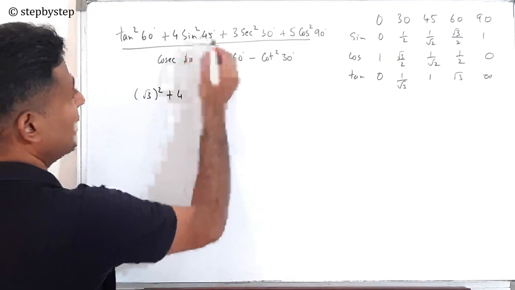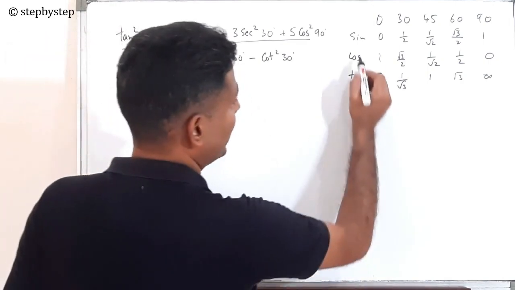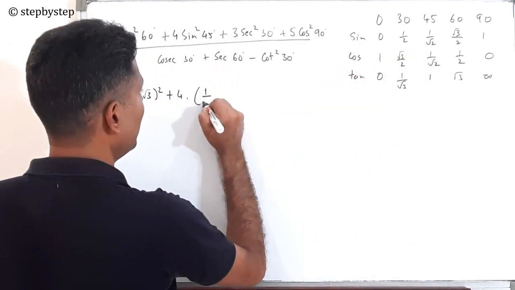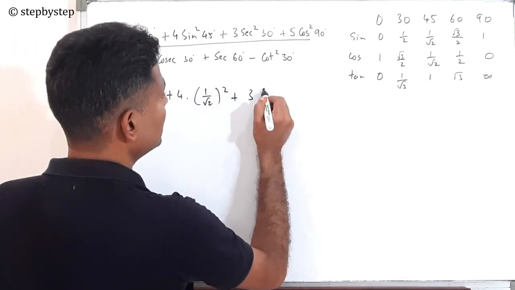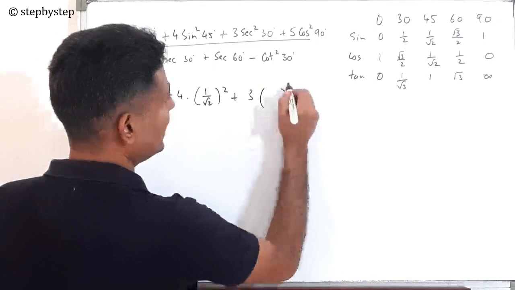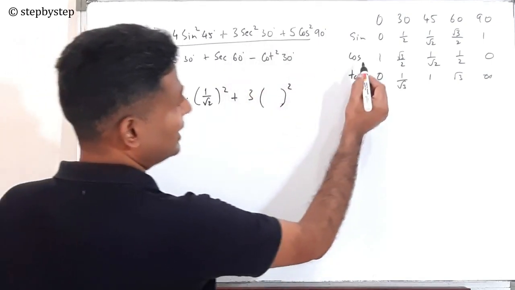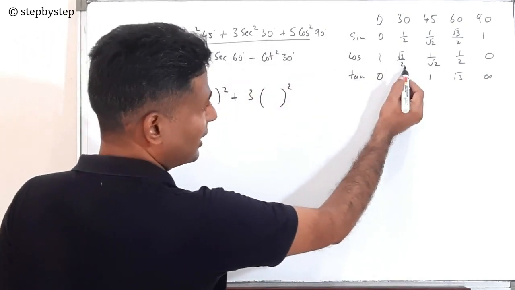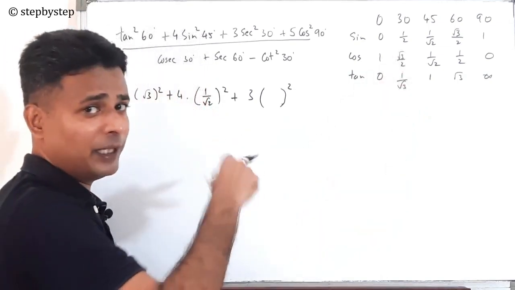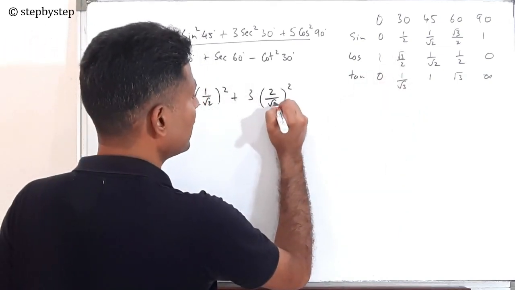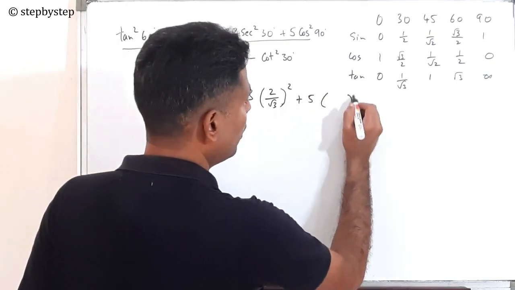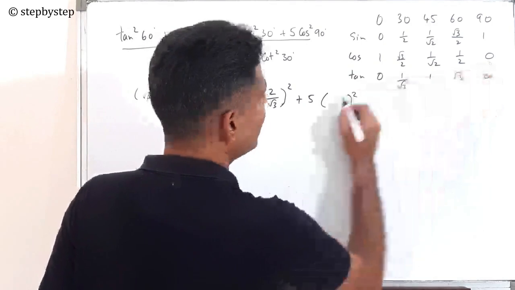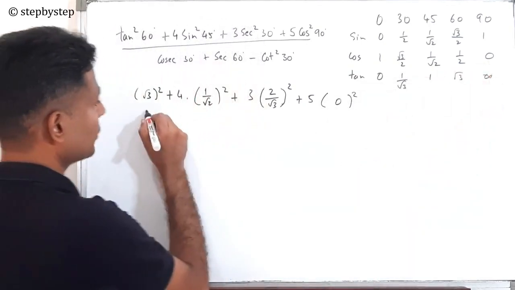Plus 4 sin square 45, which is sin 45 whole square. Sin 45 is 1 by root 2 whole square. Plus 3 sec square 30. So sec 30 whole square. Now sec is the reciprocal of cos. Cos 30 is root 3 by 2. So sec will be 2 by root 3. Plus 5 cos square 90. So cos 90 whole square. Cos 90 is 0. So 0 square.